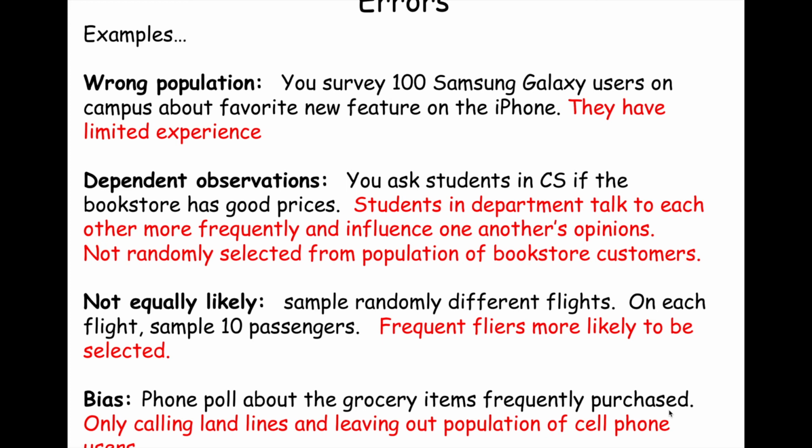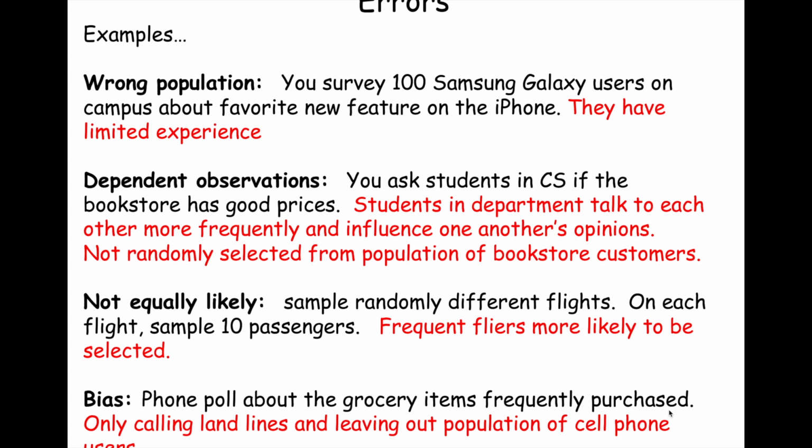So if you're going to make an app development choice, you wouldn't ask Galaxy users about iPhone, right? Because you're just going to get it wrong, and no amount of samples you can collect is going to fix that. Okay. Dependent observations. Students in the department talk to each other more frequently than students that are not in the same department, because you're in the same location, you're going to talk to one another. So they talk to each other more frequently, and they're going to influence one another's opinions.